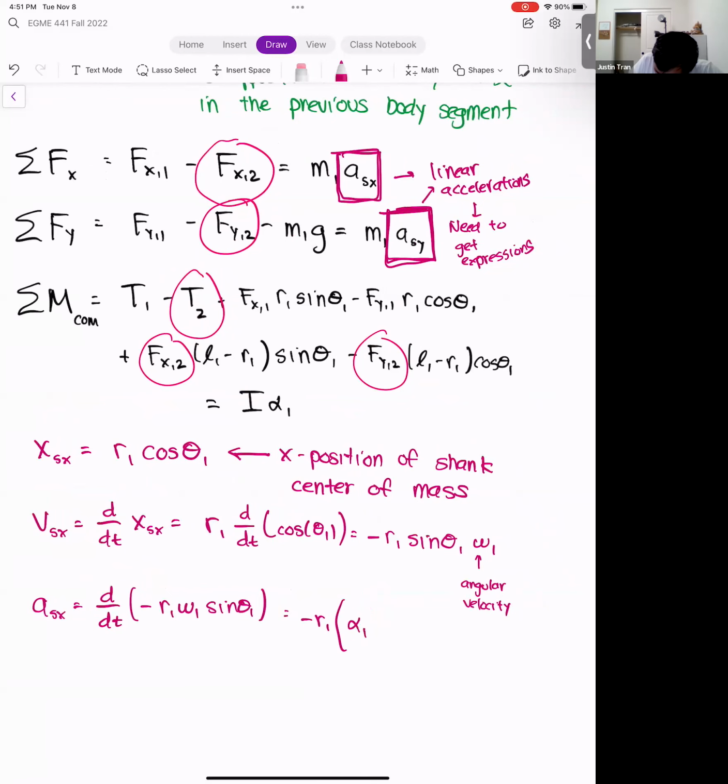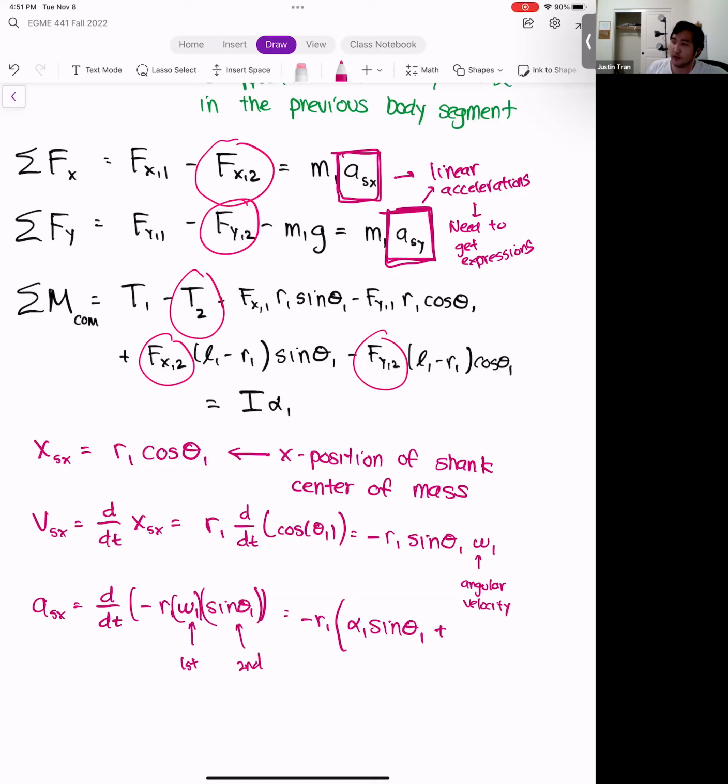Yes, we have alpha 1 sine theta 1. Okay. So that's the derivative of the first. So this right here, this is the first. Sine theta 1 here is the second. And so the derivative of the first is just the angular acceleration multiplied by the second, which is sine theta 1, plus the derivative of the second.